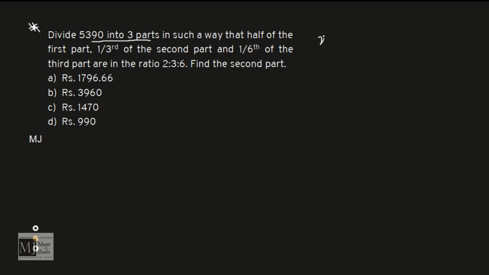Let the 3 parts be x, y, z. So x plus y plus z is equal to 5390, in such a way that half of the first part, 1/3 of the second part, y by 3, and 1/6 of the third part are in ratio 2:3:6.